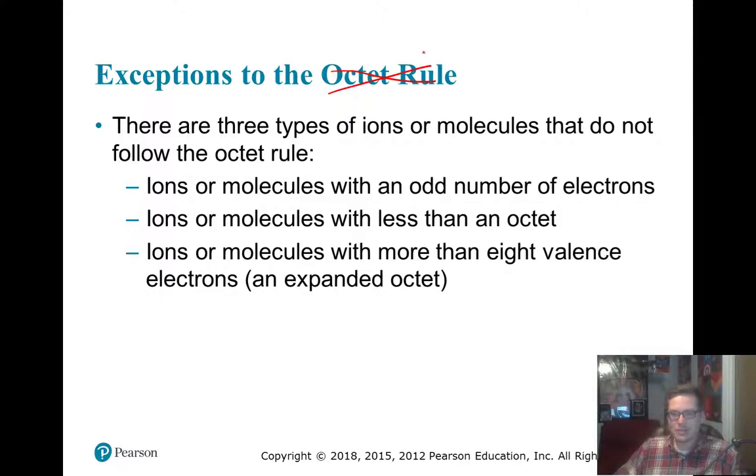Okay, so here are the big three exceptions that the book talks about. We've got ions or molecules with an odd number of electrons, which seems pretty obvious, and then ions or molecules with less than an octet, and ions or molecules with more than an octet. Those are your exceptions.